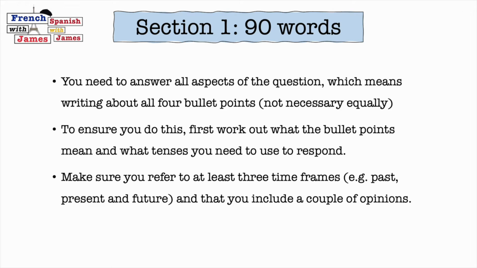Sometimes the bullet points specifically ask you to talk about something that's coming up in the future or something that you did in the recent past, but sometimes there might just be 3 bullet points in the present tense and 1 in the past tense, so you've got to try and sneak in a 3rd tense and throw a future tense in there somewhere.